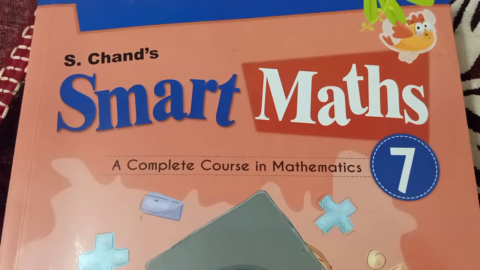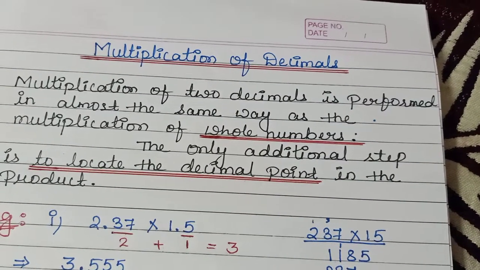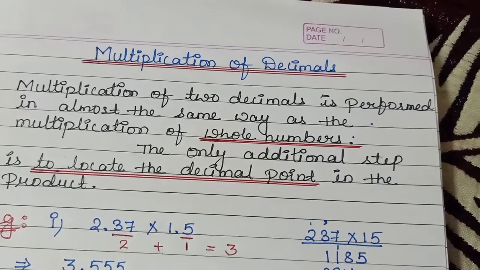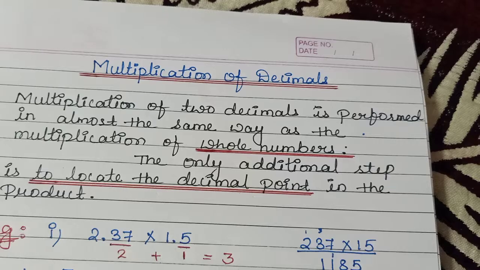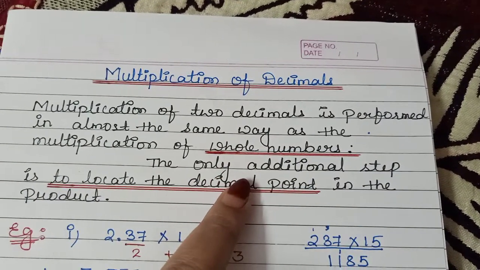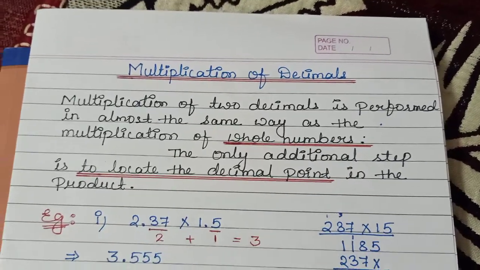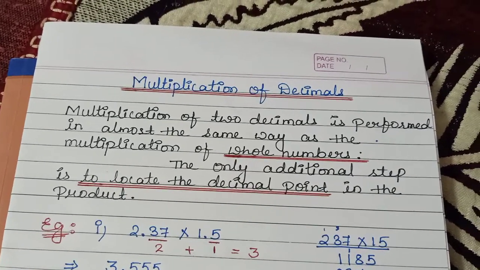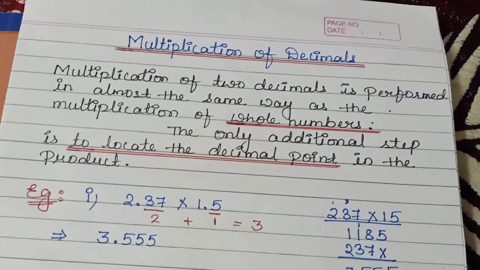Today in this period we are going to start multiplication of decimals. Now multiplication of two decimals is performed in almost the same way as the multiplication of whole numbers. The only additional step is to locate the decimal point in the product.